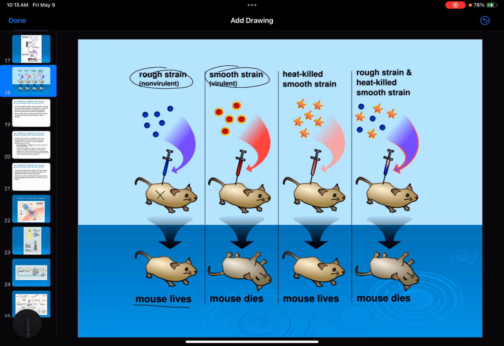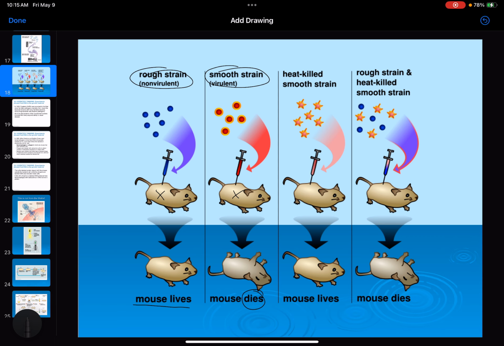And if we euthanized them and looked into their blood, we would find that the mice didn't have any evidence of bacteria, even though we had injected them with the bacteria. And so what that suggested is that their immune systems were strong enough to fight off the bacteria. When we tried it with the smooth strain and injected that into the mice, all the mice died. And when we looked at their blood, we found that it was just loaded with the smooth strain. And that suggested that the immune system of the mice was not strong enough to fight off the smooth strain.